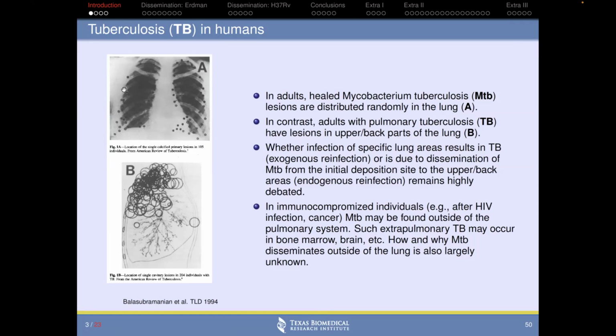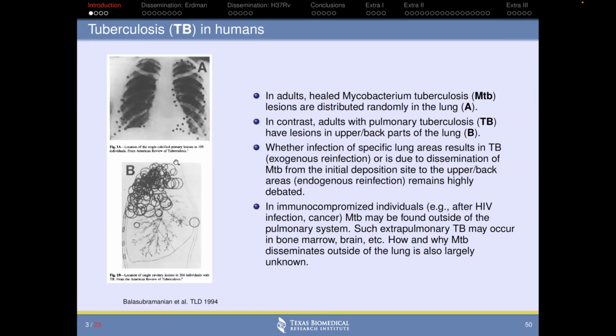This is a composition of multiple scans from many people, and the dots represent where those healed lesions were found. So these people died for other reasons, but they were most likely exposed to MTB, did not progress to disease, and then died. And the lesions that these asymptomatic individuals had were randomly distributed.